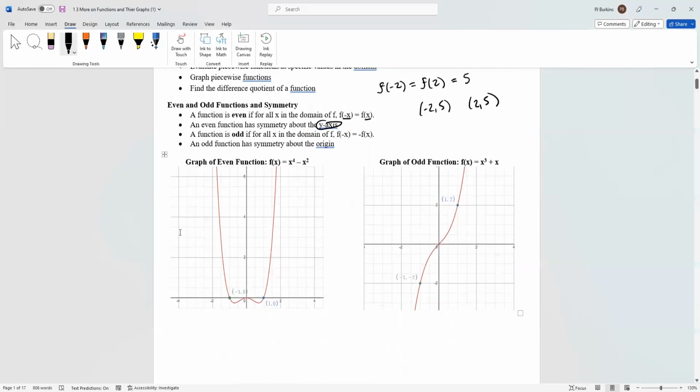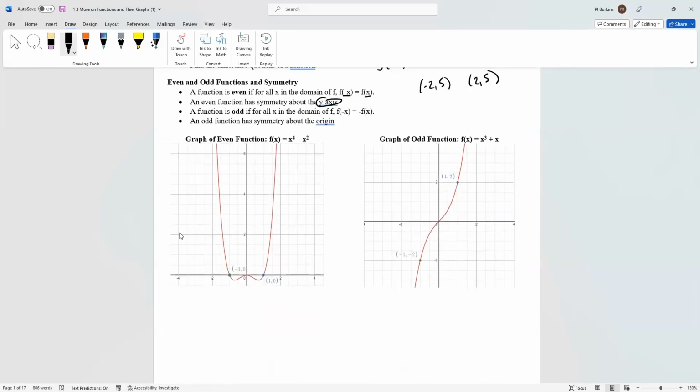So let's look at this example down here. Function f of x equals x to the 4th minus x squared. Notice there's the point (-1, 0) and (1, 0). And the graph, if we split it down the y-axis and we were to rotate, say, this side to this side, it looks exactly the same. Okay, so that has symmetry about the y-axis.